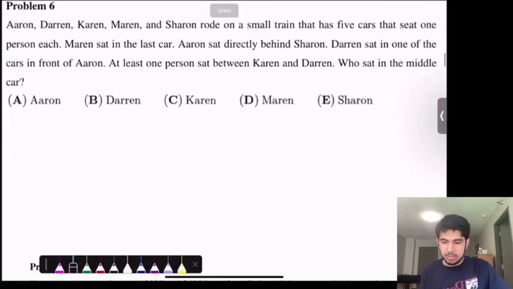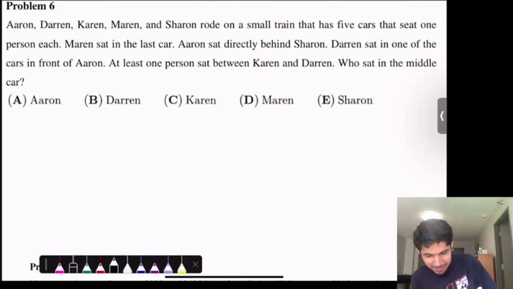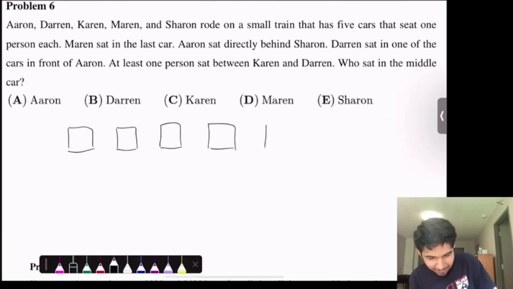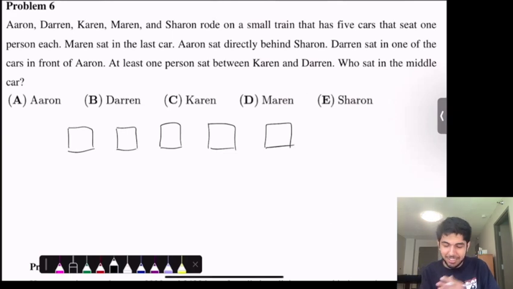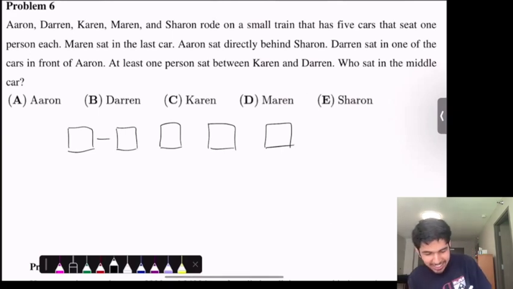Question 6. So Aaron, Darren, Karen, Marin, and Sharon rode on a small train that has 5 cars that seat 1 person each. Marin sat in... what? Is Marin a name? I guess it is. Okay. Marin sat in the last car. Aaron sat directly behind Sharon. Darren sat in one of the cars in front of Aaron, and at least one person sat between Karen and Darren. Who sat in the middle car? Okay, cool. So we have a train here.